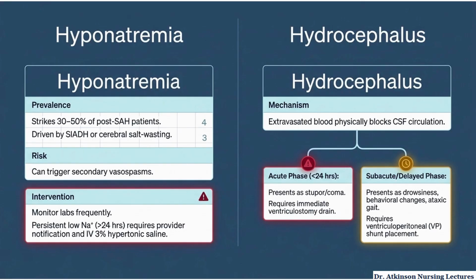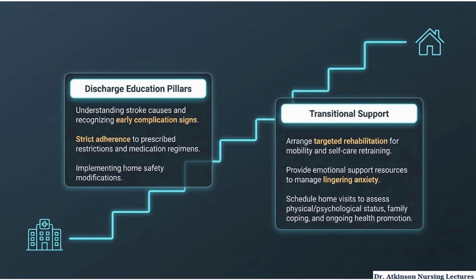The big picture here is this. Hemorrhagic stroke is not just about the initial bleed. Secondary complications like sodium imbalance and hydrocephalus can become life-threatening if they are not recognized early. Before discharge, families need to understand that recovery from hemorrhagic stroke does not end when the patient leaves the hospital. Education is a huge part of preventing complications and reducing readmissions.